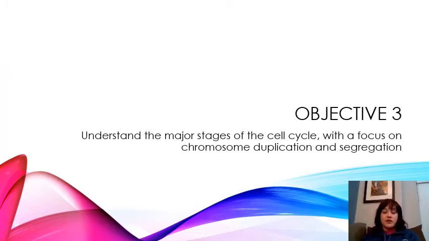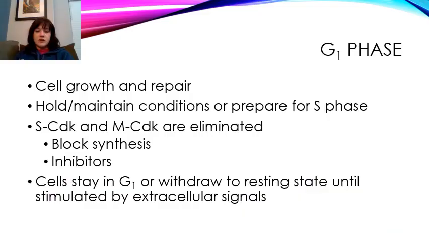Let's talk about the third objective, focusing on chromosome duplication and segregation. So as we said previously, during G1 phase, the cell is growing. It may be performing its cellular functions, and it's getting ready to receive a signal that it needs to divide. So at this point, the SCDKs and MCDKs are not around, right? They're at very low levels. Either the cyclins are not being made, or these CDKs are bound by inhibitors, right?